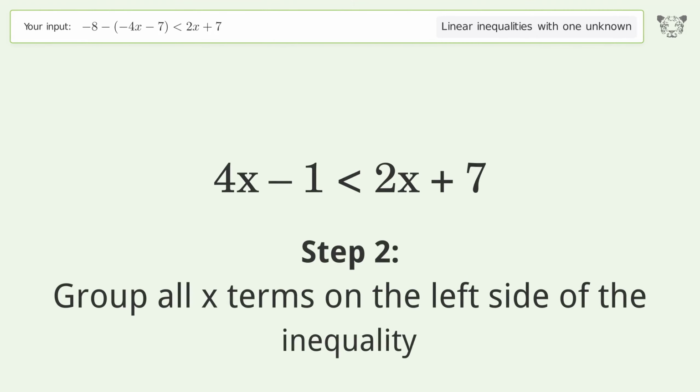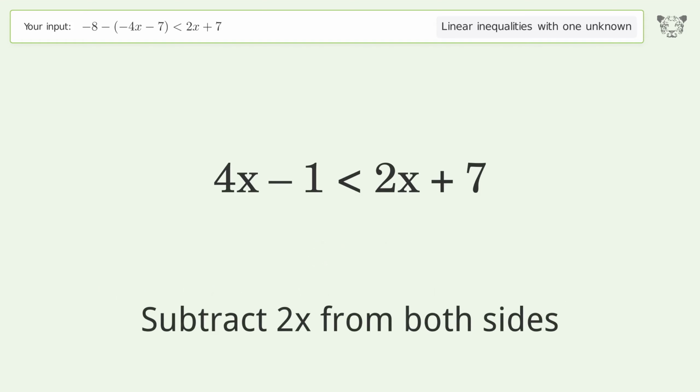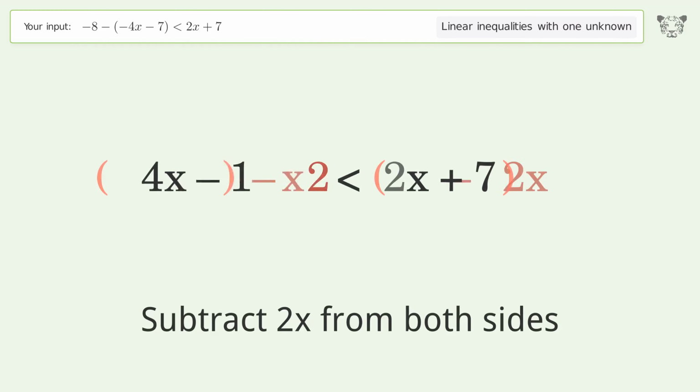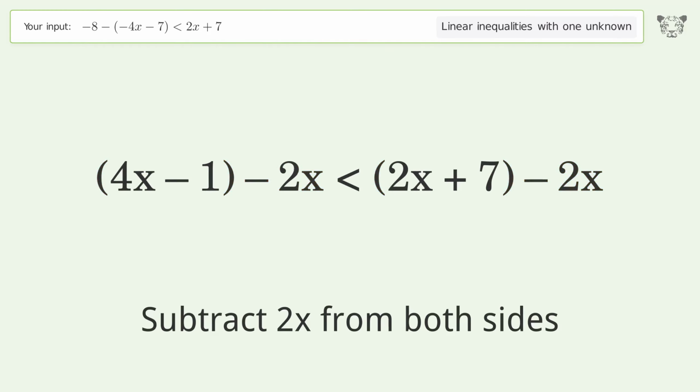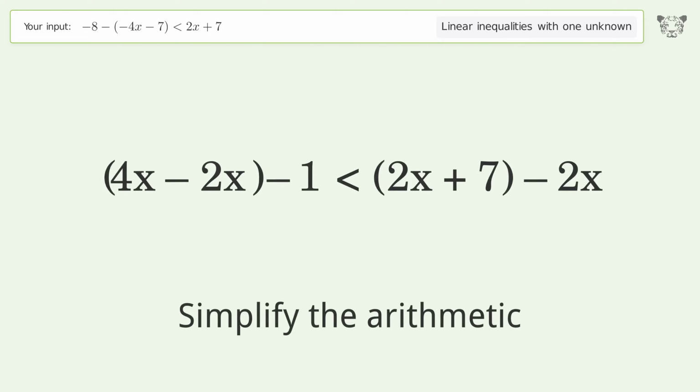Group all x terms on the left side of the inequality. Subtract 2x from both sides. Group like terms. Simplify the arithmetic.